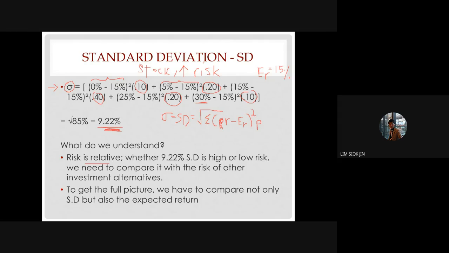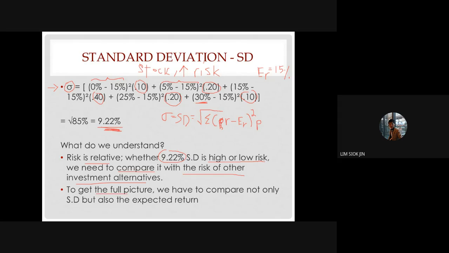Feng Chiang, I said that you are tall. Can I say that you are tall without comparing you with others? I didn't compare you with your friends, but I said you are tall. Cannot, right? I have to compare you with your friends, then I know whether you are tall or short. So same thing with this stock. We cannot say it's high risk or low risk because we never compare with anyone. Okay? We need to compare it with another investment to determine whether it is high or low. Otherwise, we just accept it as 9.22.